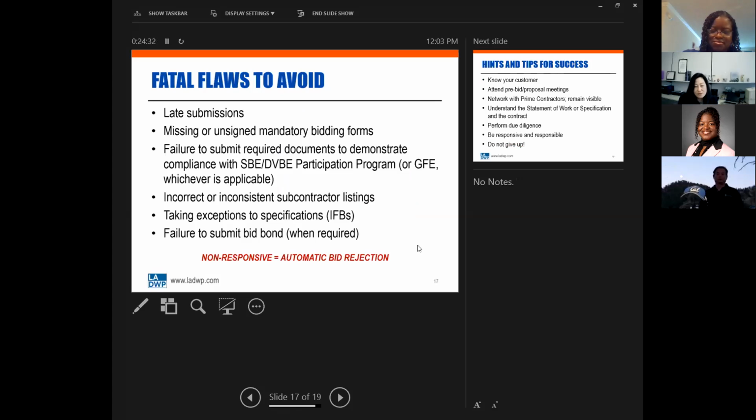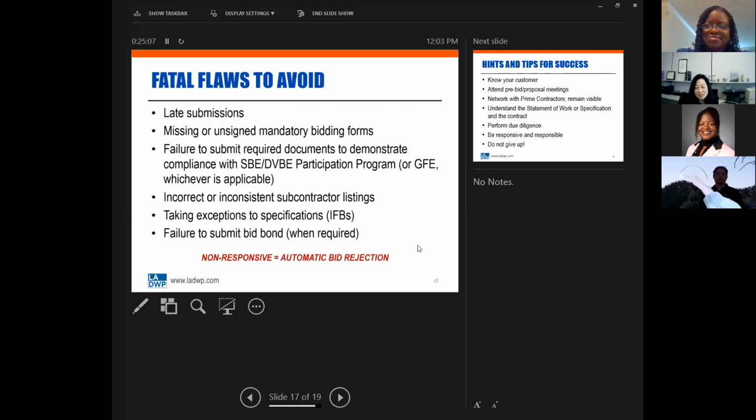Okay, some of the flaws to avoid, whether you're bidding yourself. Late submissions are an automatic rejection. If you miss or don't sign a mandatory bidding form, that's an automatic rejection. If there's a program requirement, like an SBE participation program, you have to do it. Like I said, if you're a prime and you think, well, I don't need to do that because I'm already something, if it tells you to do it, you have to do it. Don't make decisions on your own.